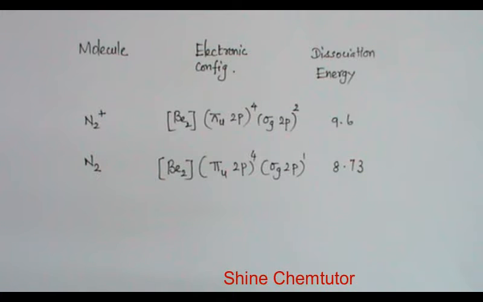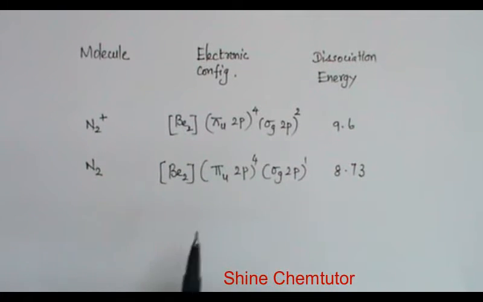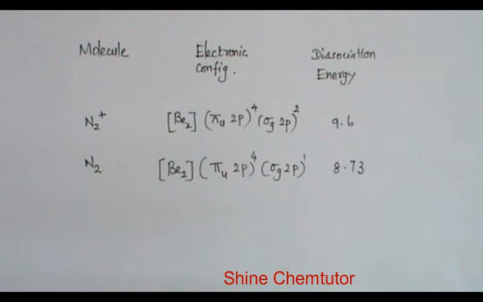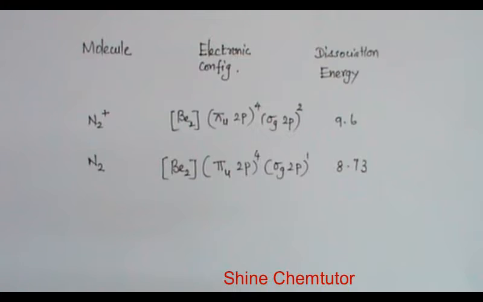In this video, we are going to solve a problem on molecular orbital theory. They are given molecule or species, its electronic configuration and dissociation energy. You have to match them. The given molecules are N2 and N2 plus.